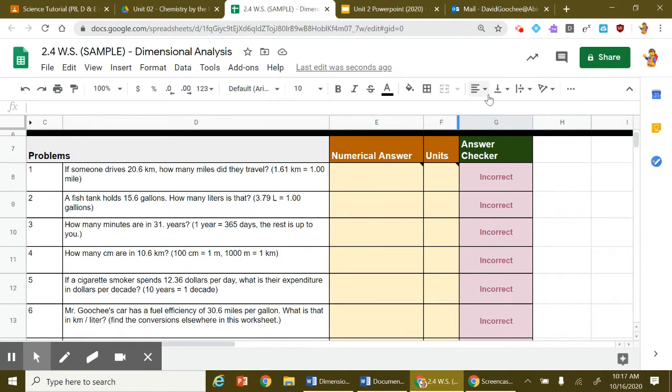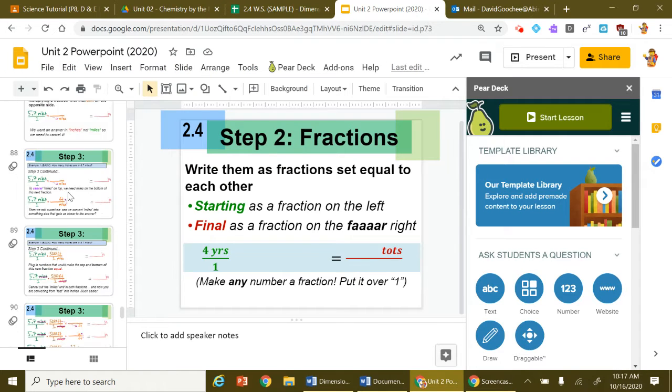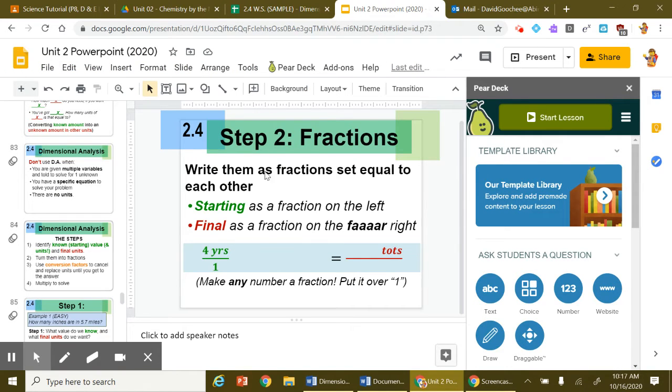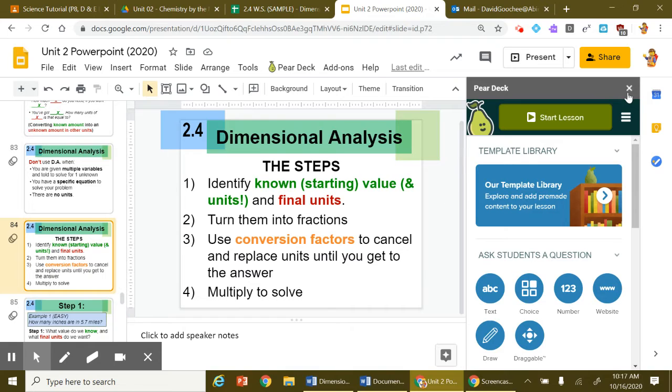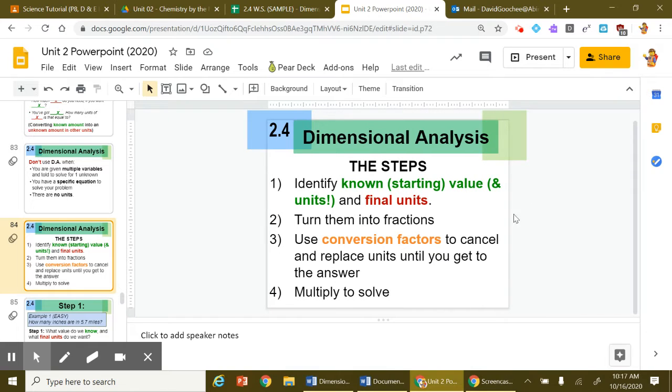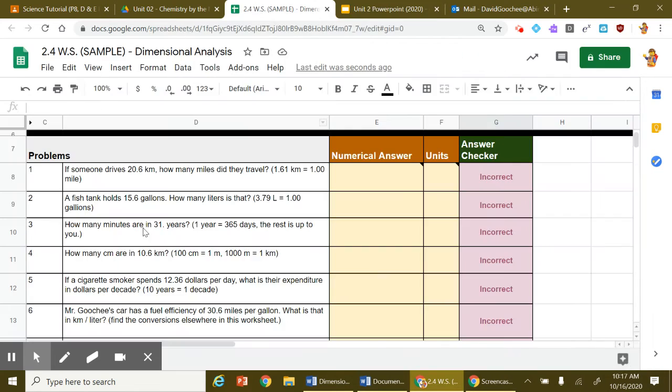Okay, so here we go. If someone drives 20.6 kilometers, how many miles did they travel? 1.61 kilometers equals 1.00 miles. The way that dimensional analysis works is you have to follow some steps. The steps are: identify the known starting value and the final units. Then you have to turn them into fractions. So I'm going to do that first. If someone drives 20.6 kilometers, how many miles did they travel?